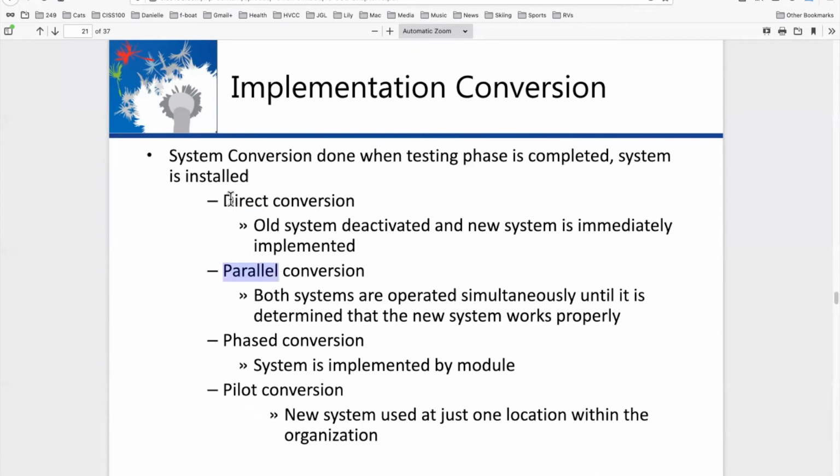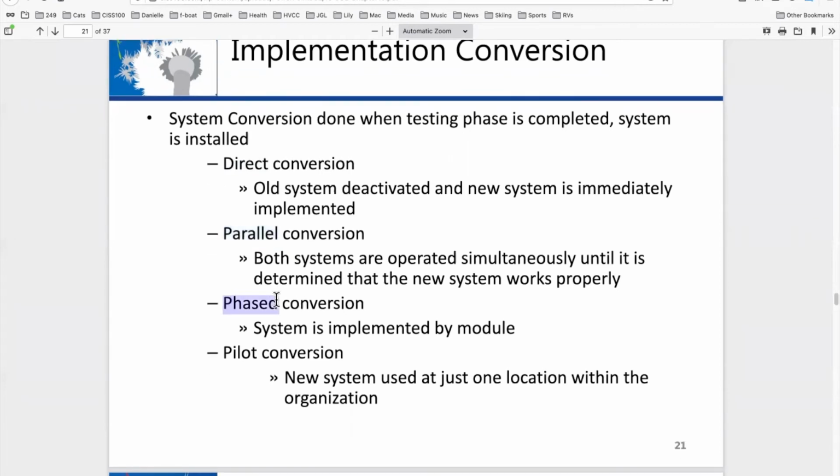Of course, with the direct conversion, you can't do that. There's no turning back. You've moved forward and installed the new software. Granted, yes, you could install the old software back, but then you're going to be down for a day or so, and that doesn't really project trust to your clients.